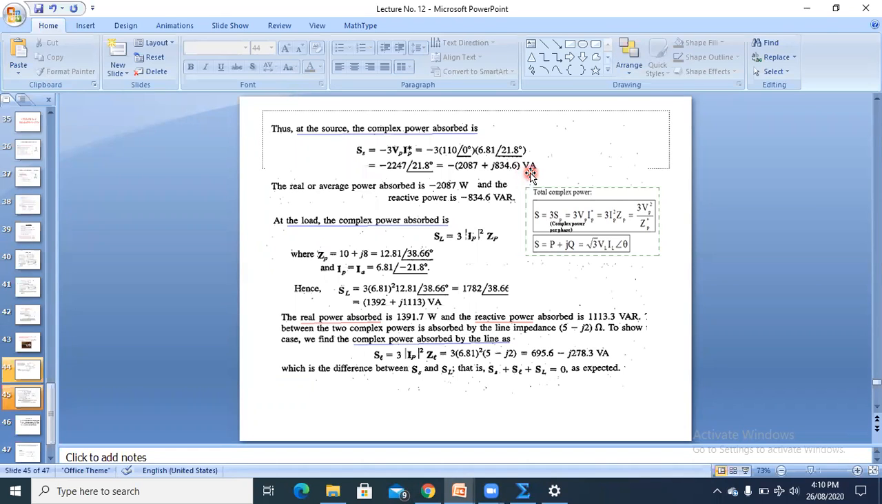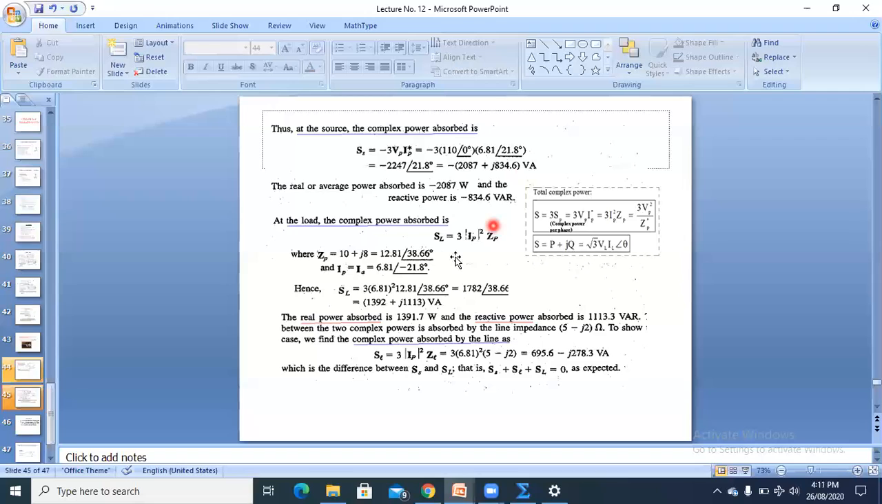So that much power in fact, the real power is 2087 watt. That is delivered by the network, and the reactive power of the system is in fact -834.6 VAR.